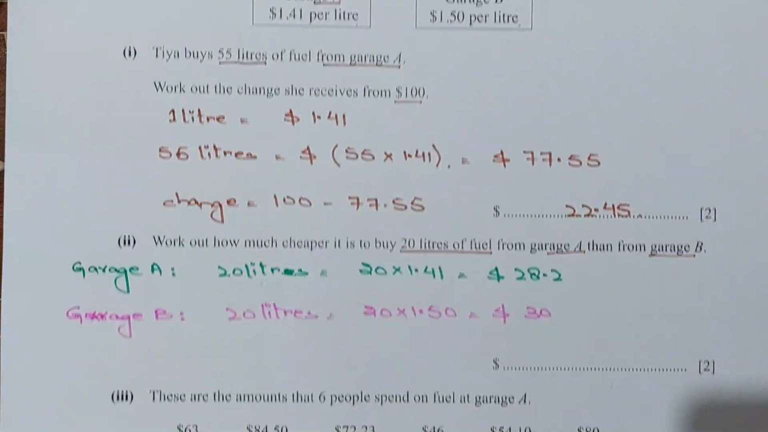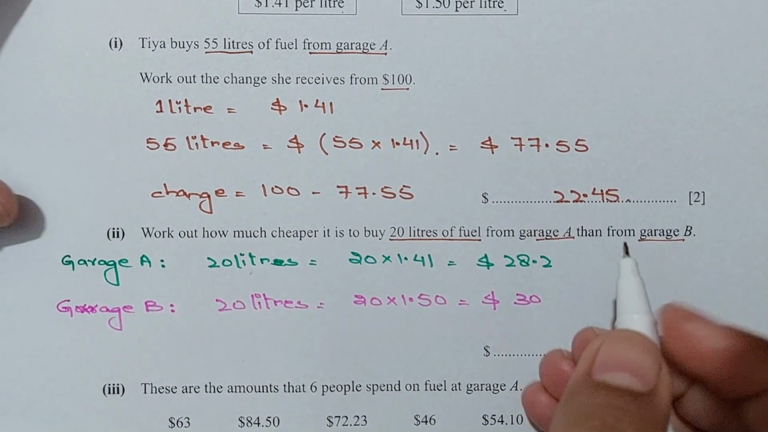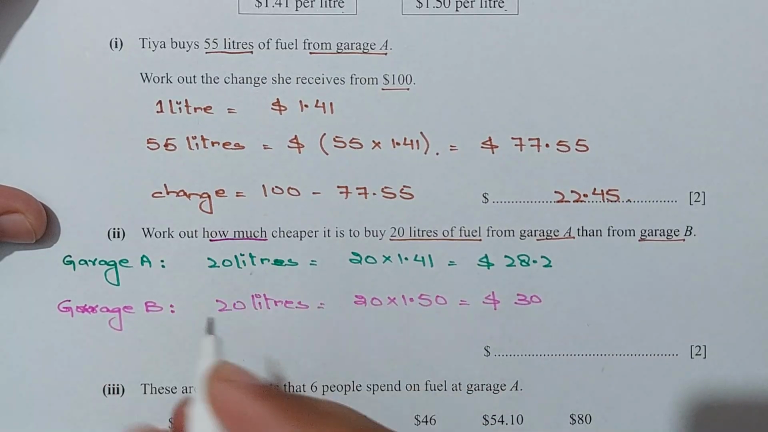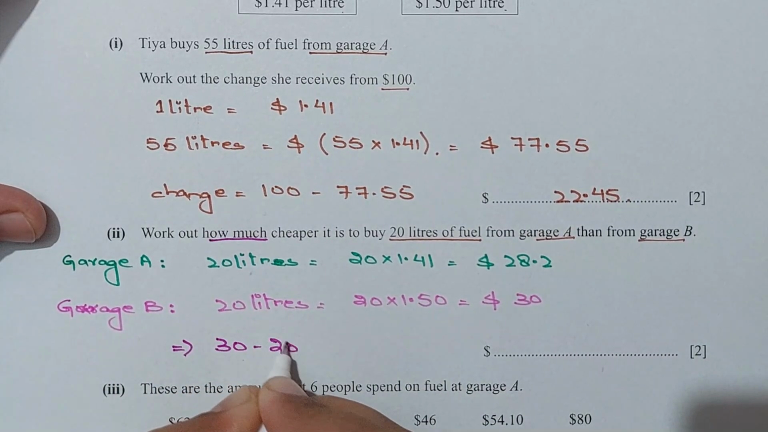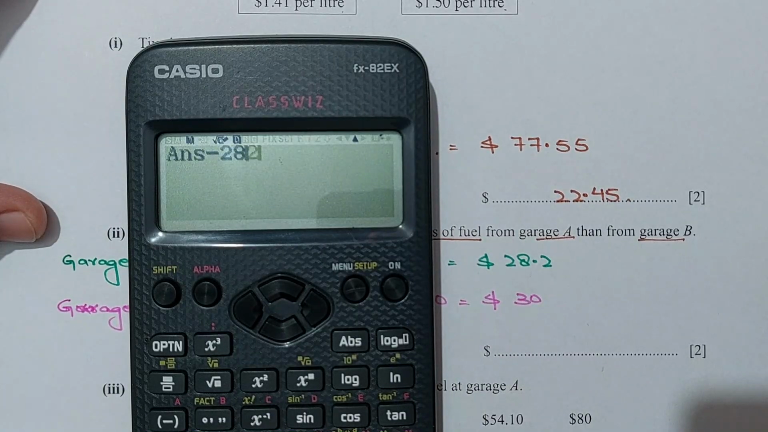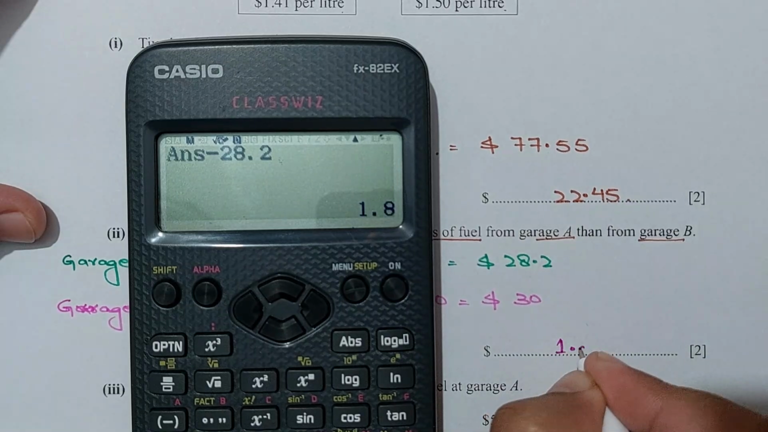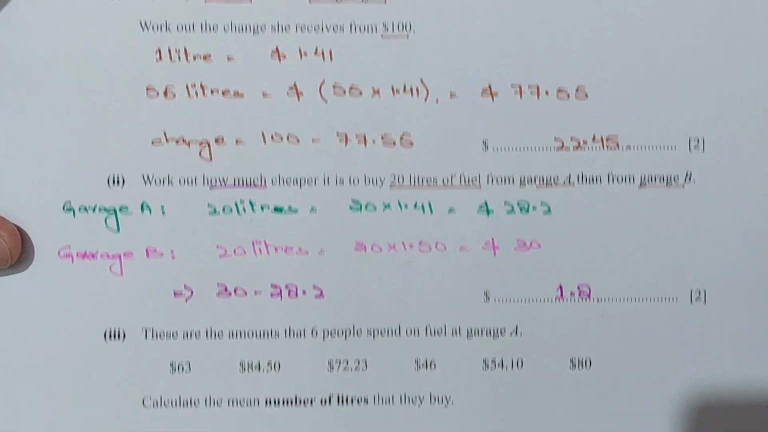All right. How much is it cheaper? So to find how much cheaper, find out the difference. From 30, subtract 28.2. You will get the answer. $1.8 is cheaper fuel of garage A than garage B.